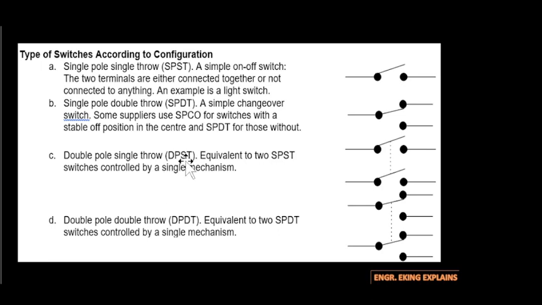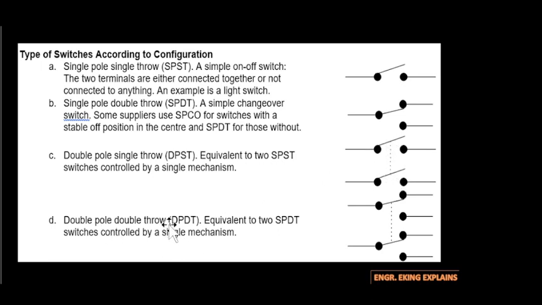Then we have the DPST. Basically the double pole single throw switch is just two single pole single throw switches controlled by one mechanism. Parang yung toggle niya ay naka-common lang, naka-common silang dalawa. Kapag yung isa ay pinress, sasama yung isa. The most common example of this is a two pole circuit breaker.